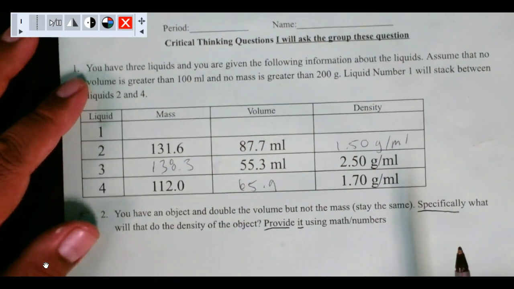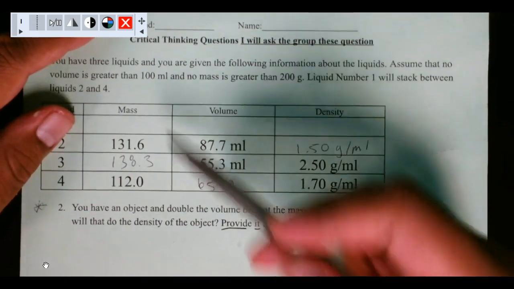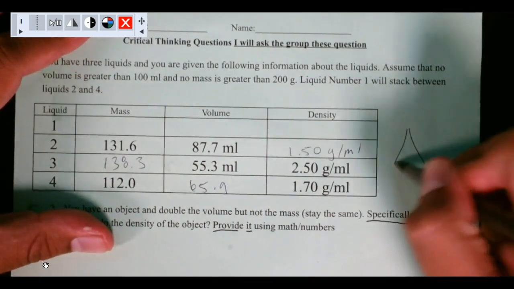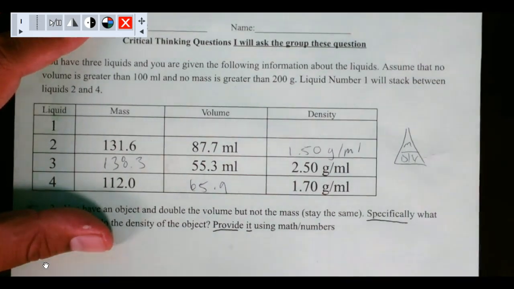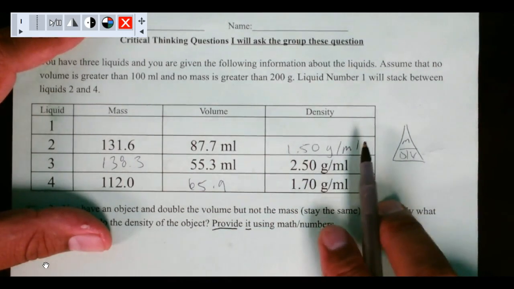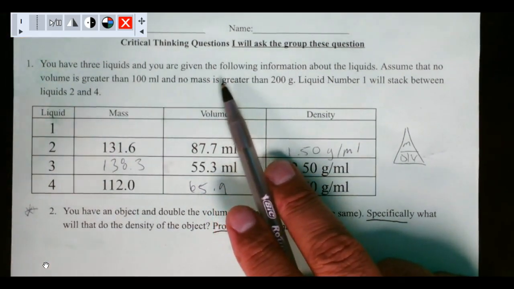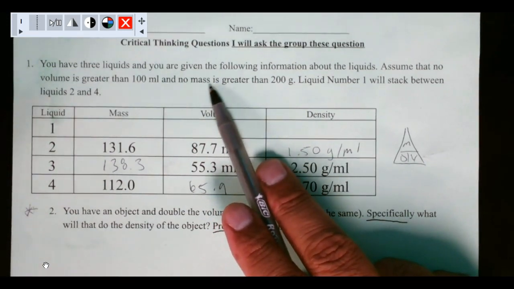All right, so let's talk some critical thinking questions. So first off, in order to calculate this, you would obviously need your density triangle. But if you pay attention, it says you have 3 liquids, you're given the following information, and so on. Assume no volume is greater than 100 and no mass is greater than 200.